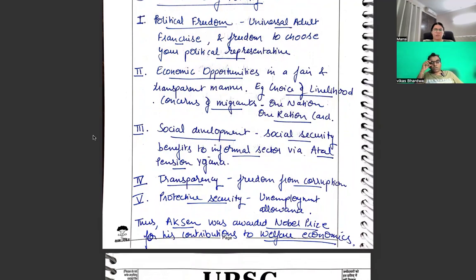So I think again here also we have taken up all the aspects, and the only thing more we could do here is, for example, if there is a famous book by A.K. Sen, then we must quote that book, because the question is completely on him only. Secondly, if he is giving certain kind of advice, for example, economic opportunities in a fair and transparent manner, you are saying so, one nation, one ration card is a wonderful thing. Atal Pension Yojana is also a wonderful thing.